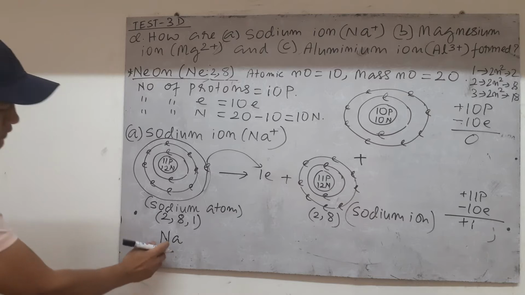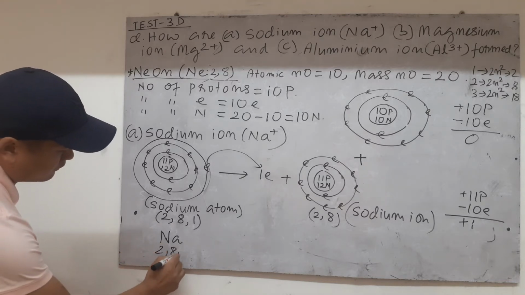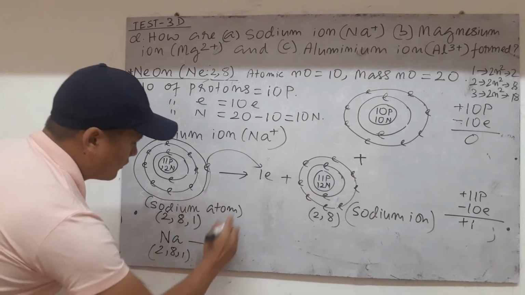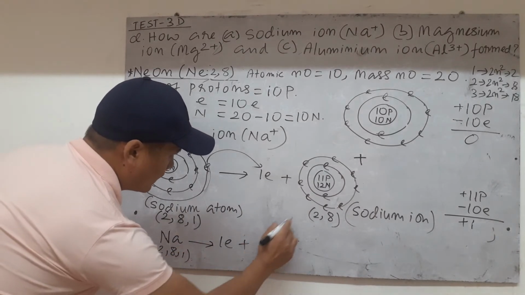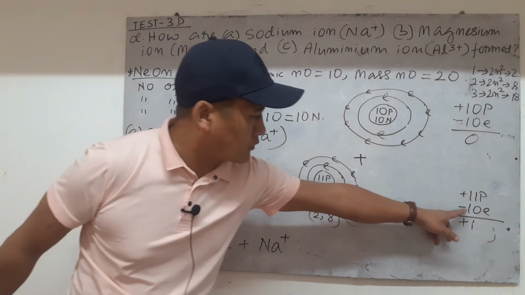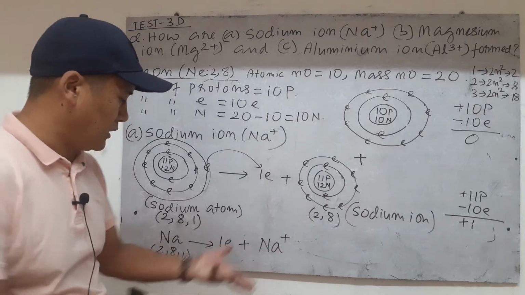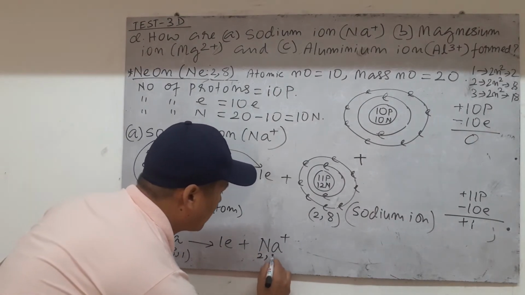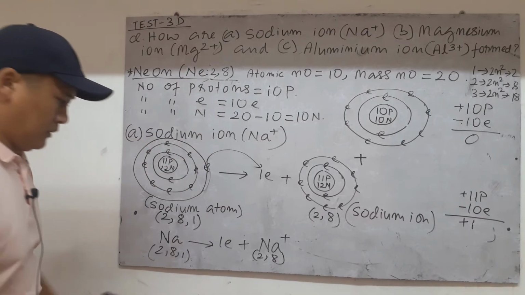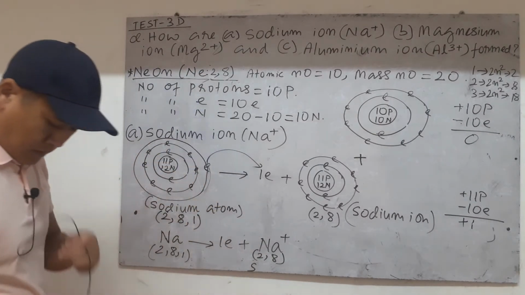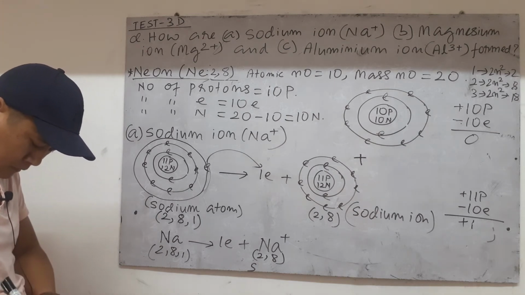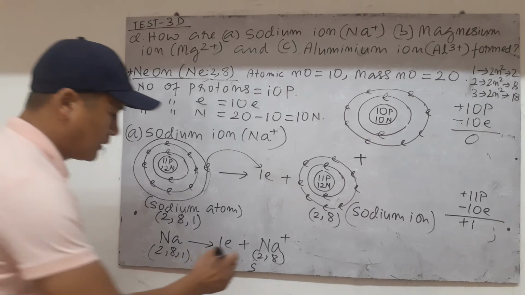So the sodium atom has the configuration 2, 8, 1, just like this. It will lose this one electron. Then we get this structure, which is Na+, because one electron is lost, so one positive charge dominates. This has the configuration 2, 8, exactly like neon. And so the sodium ion is formed.